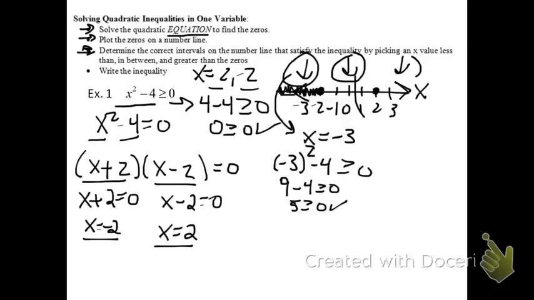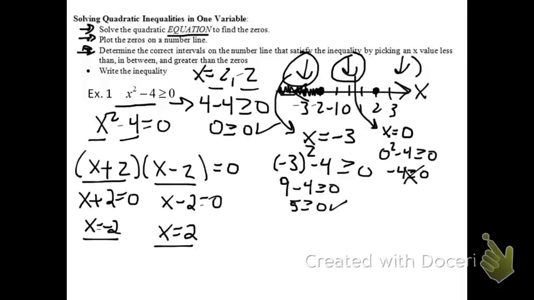What about in the middle though, or in between the zeros? Well, that means I'm going to test some x value in between -2 and +2. It's really up to you what you want to choose, but if you think about it, the easiest thing to substitute in is probably 0. And if you square 0 and take away 4, you're going to end up with -4 bigger than or equal to 0, which is absolutely false.